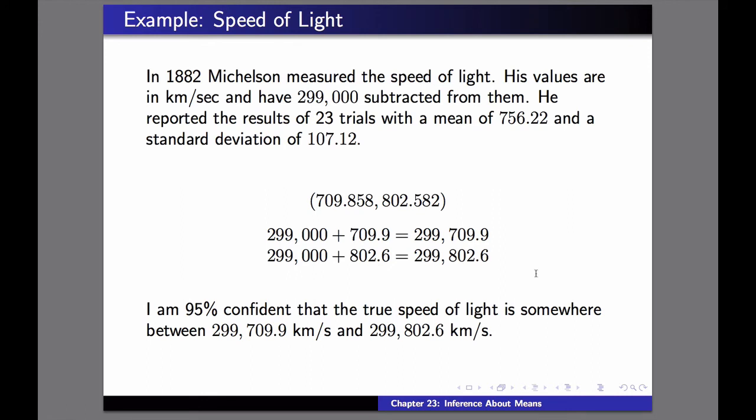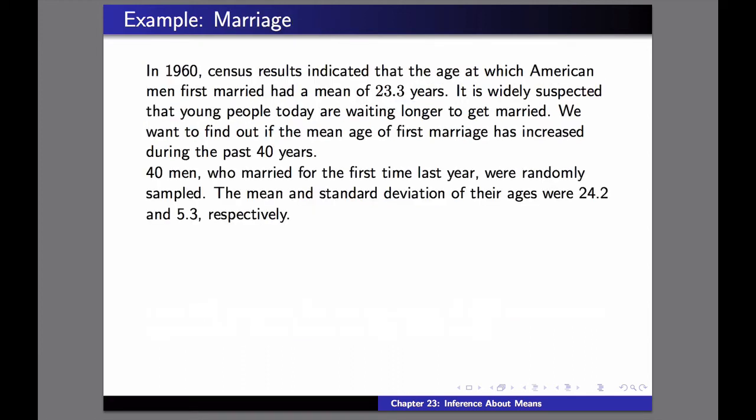And what does this mean? This means that I'm 95% confident the true speed of light is somewhere between 299,709.9 kilometers per second and 299,802.6 kilometers per second. Okay, this is the correct way to interpret a confidence interval. Now, let's do a different example.